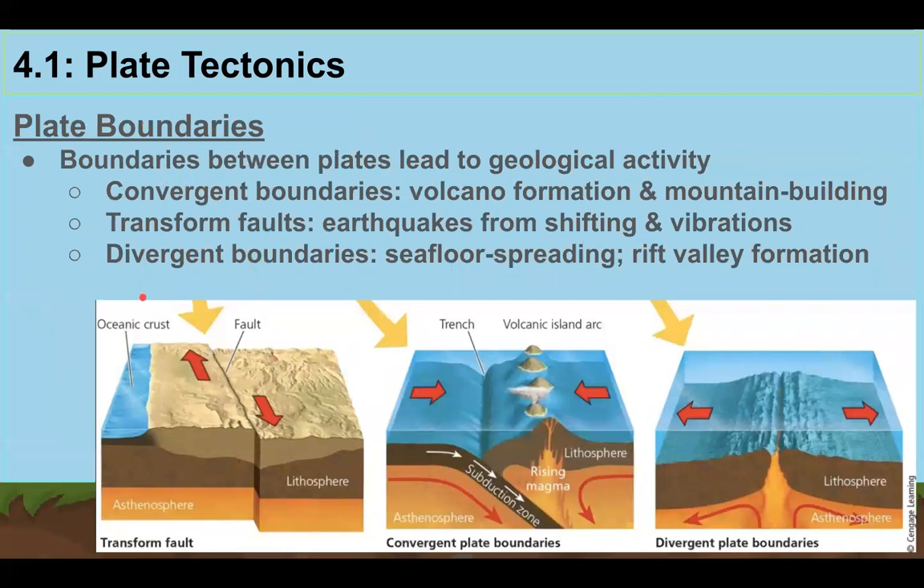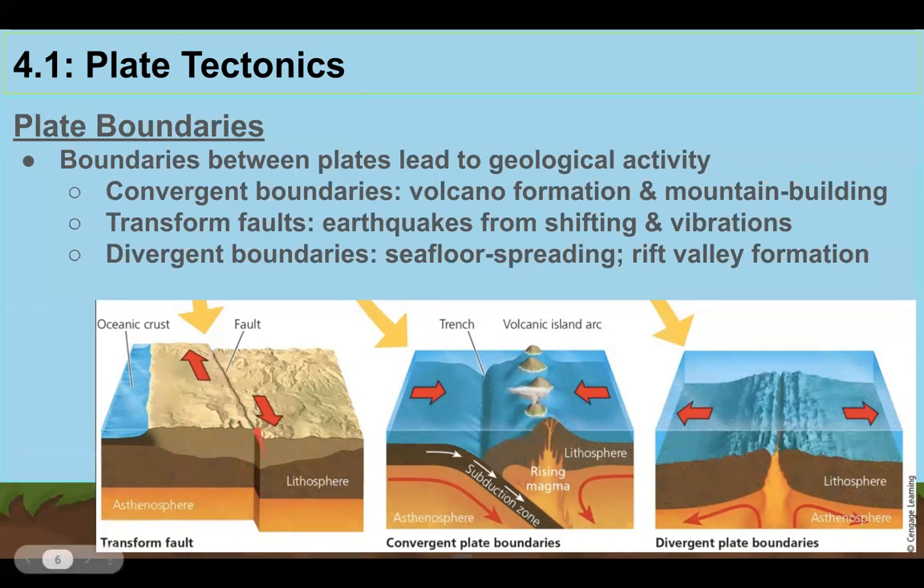All right, so let's take a look at what some of the different boundaries are. So we have transform boundaries, we have convergent boundaries and we have divergent boundaries. Convergent boundaries are where the two plates are coming together. And typically this is going to cause mountains to rise up or even volcanoes to form. The divergent boundaries are when the two plates are moving away from each other. That's because we can see magma pushing up, causing them to move away from each other, and that forms rifts.